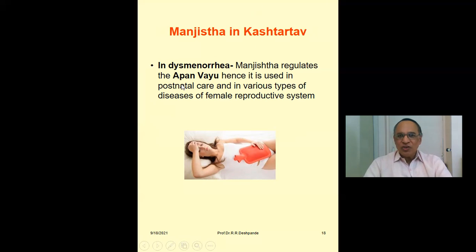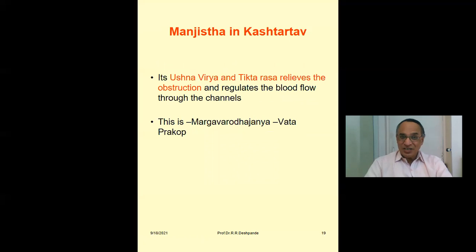It is used in postnatal care as well, and in various types of diseases related with the female reproductive system, Artava vaha srotas. Manjistha in kashtartava: Manjistha is Ushna Virya, Vatagna, and Tiktarasa relieves the obstruction. Strotorodhajanya Vata Prakop is nullified with the use of Manjistha, and it regulates the normal blood flow. This Margaavarodhajanya Vata Prakop is taken care of by Manjistha. Remember this: always, according to Ayurveda, pain is related with disturbance in Vata dosha.